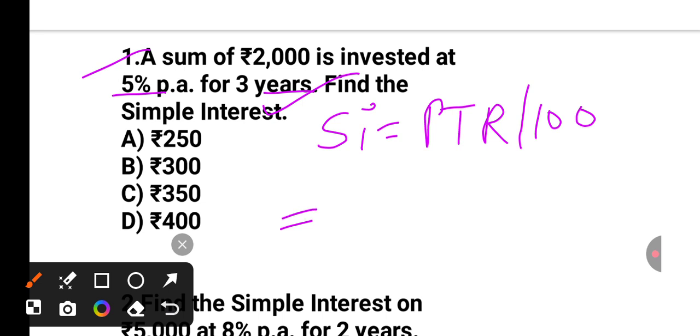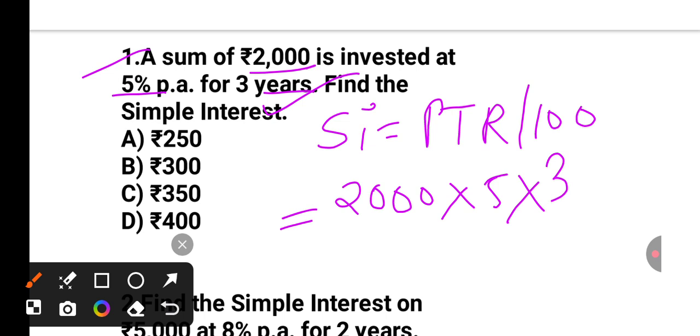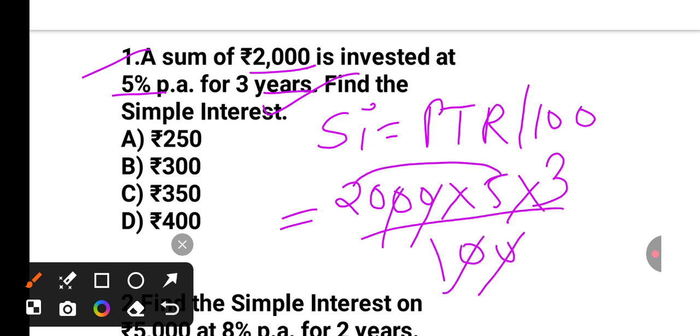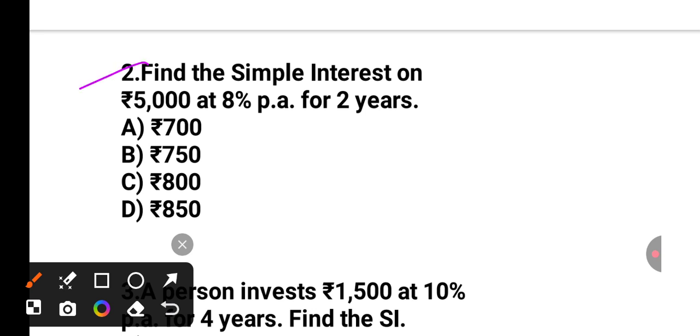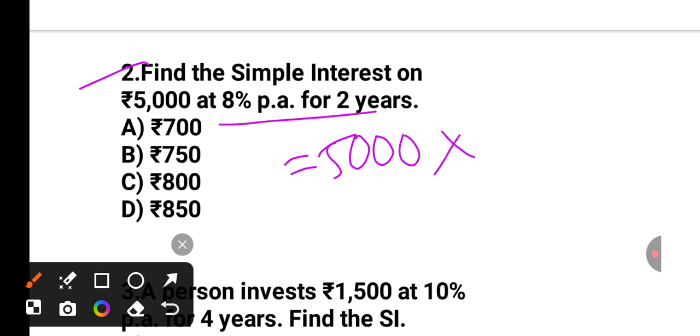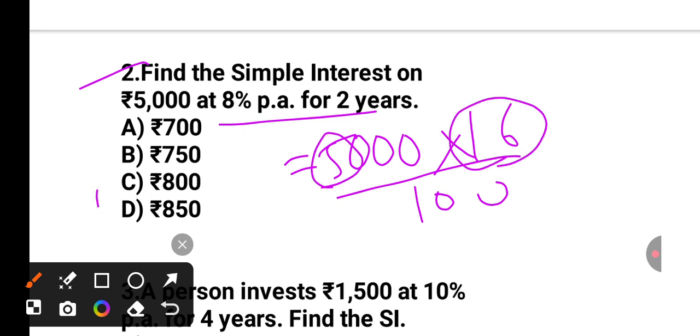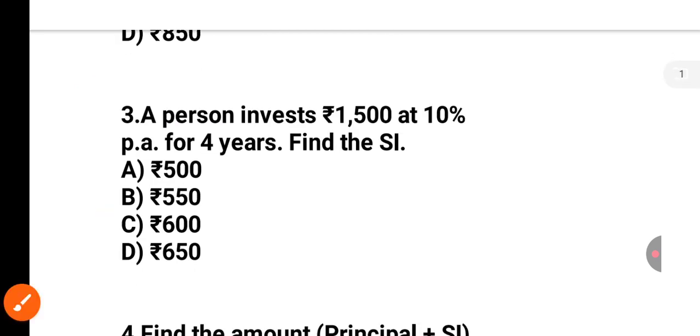See, the principal is 2000, the rate of interest is 5, the time is 3 years, divided by 100. This is 10 into 3, that is 300, the simple interest. Next, to find the simple interest, again it is 5000 into 8 into 2, 16 divided by 100, 5 into 16, that is 800. 800 is the answer.